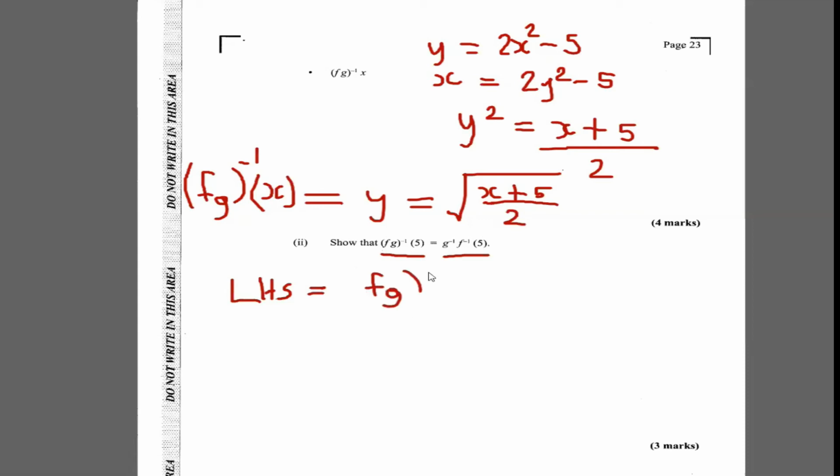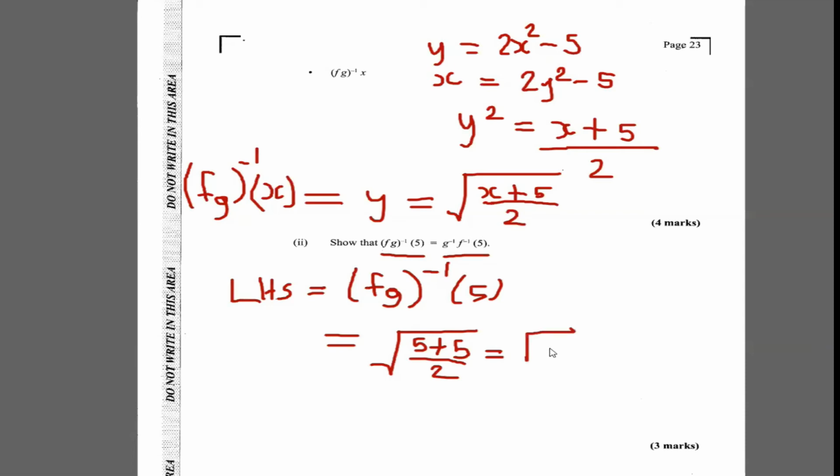Fg inverse of 5. Now fg inverse of 5, we already know what fg inverse is. Fg inverse is the square root of x plus 5 over 2. So fg inverse of 5 is going to be equal to the square root of, put x as 5 now, so it's the square root of 5 plus 5 divided by 2. 5 plus 5 is 10, and 10 divided by 2 is 5. And so this just works out to be the square root of 5. All right, that's fg inverse of 5.